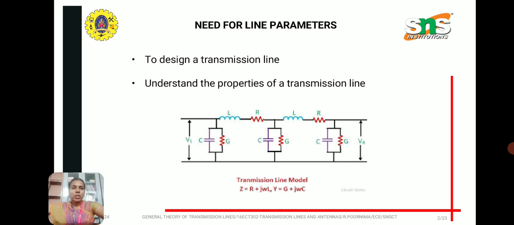So first of all, what is the need for line parameters? Transmission line parameters are used to design a transmission line and understand its properties. Generally, a transmission line is used to transmit an electrical signal through lines or cables. It consists of distributed elements, which are resistance, capacitance and inductance. These are distributed along the transmission line.